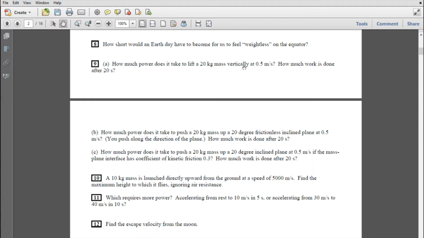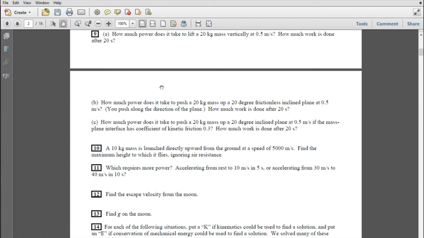I imagine I'm outputting the power via my hand, which is pushing up this 20 kilogram mass from underneath. The force I have to apply to lift it at constant velocity has to balance out the weight force because the acceleration is 0. And therefore, Fx would be 20 times 9.8. So the answer is 20 times 9.8 times 0.5 is the amount of power. How much work is done after 20 seconds? Well, remember, power is the rate at which work is being done. So we would multiply that power, that's work per unit time, times the time, 20 seconds, to get the work that's done.